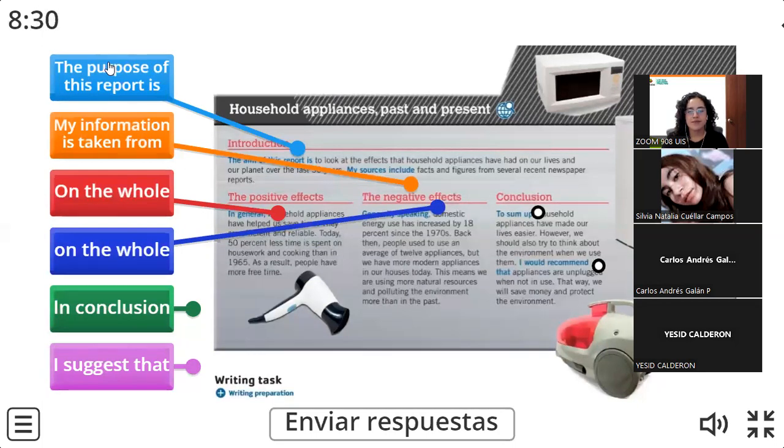Conclusion. Do some household appliances have made our life easier? However, we should also try to think about the environment when we use them. I would recommend that appliances are unplugged. We say unplugged when not in use. That way, we will save money and protect the environment.